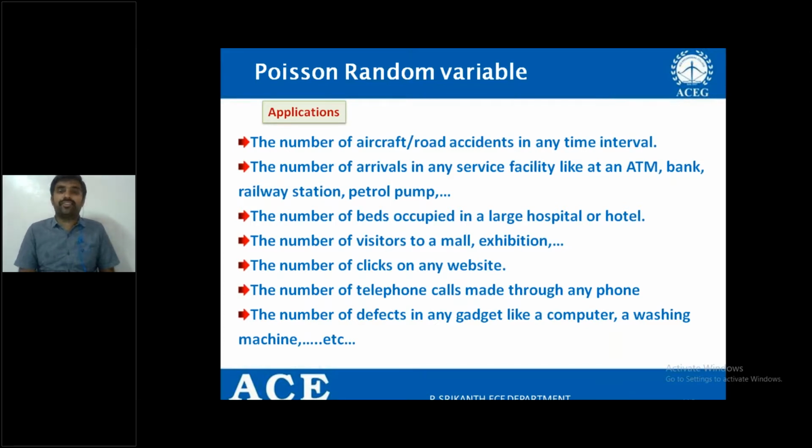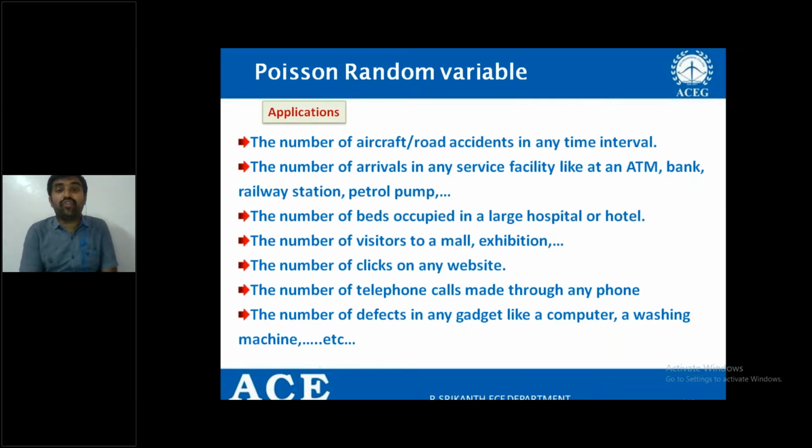The number of visitors to a mall or exhibition, the number of clicks on any website can be considered as a random variable. For example, over a particular duration, the number of clicks can be considered as a Poisson random variable.